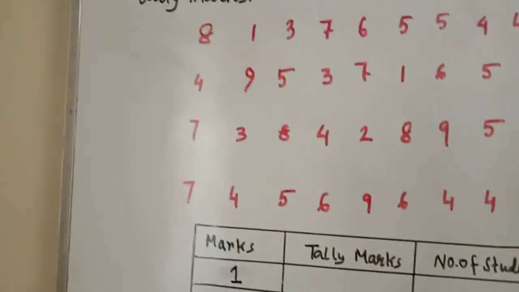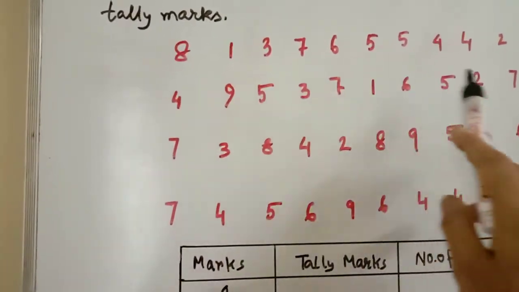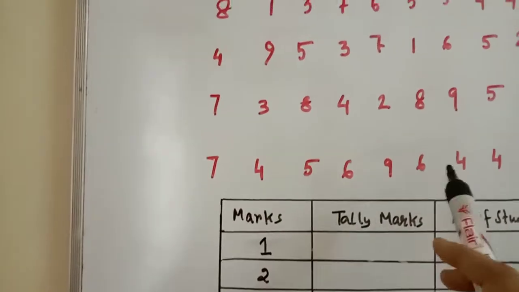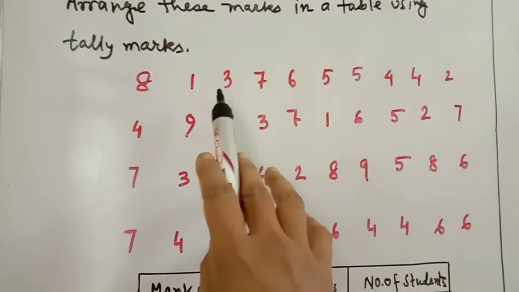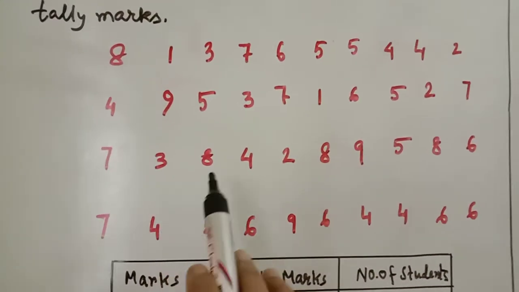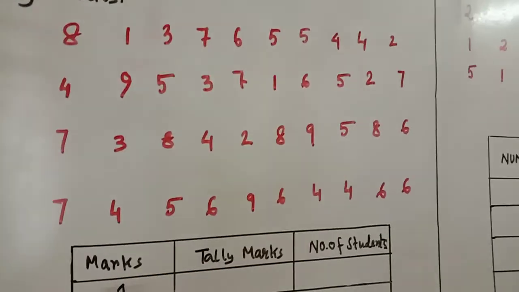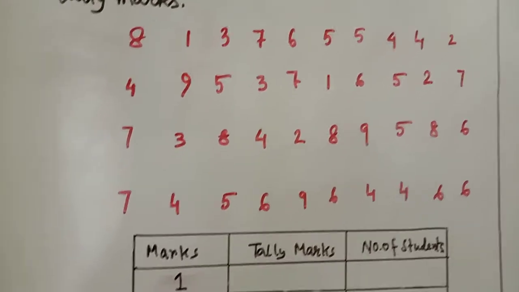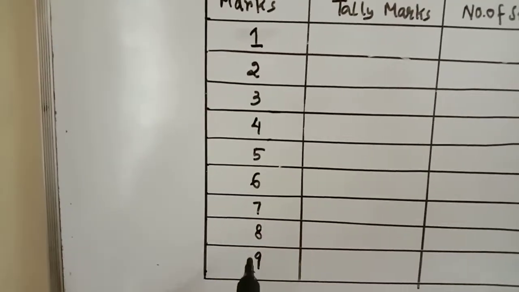Now which number is the minimum here and which one is the maximum? See, 0 is not there, so the marks have started from 1. 1 2 3 4 5 6 7 8 9 are also there. 9 is the highest marks and 1 is the lowest marks, so I have arranged the marks in this way: 1 2 3 4 5 6 7 8 9.